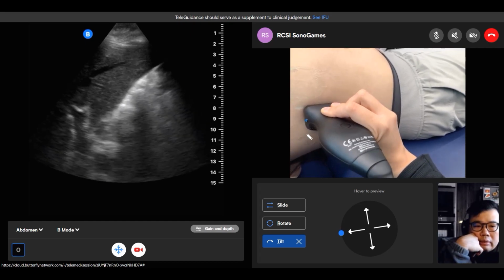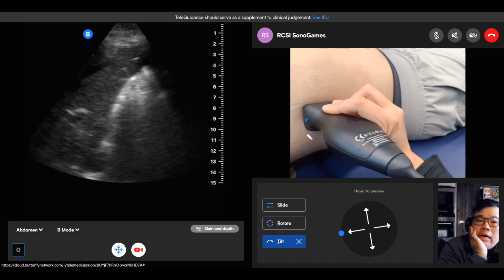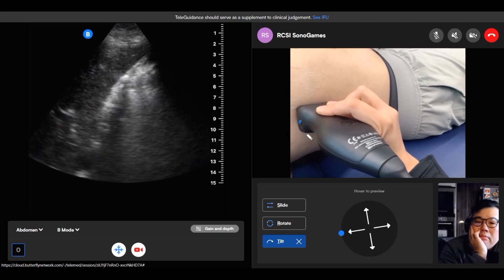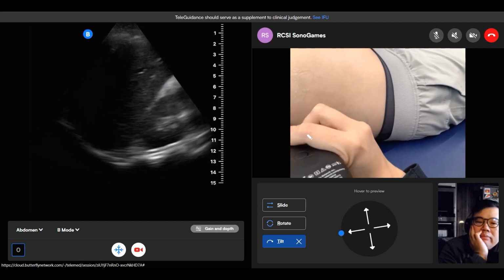Okay. So are you happy to call the quadrant, the right upper quadrant? Yeah, I'm happy with the right upper quadrant. Okay. Have you shown me the area above the diaphragm?